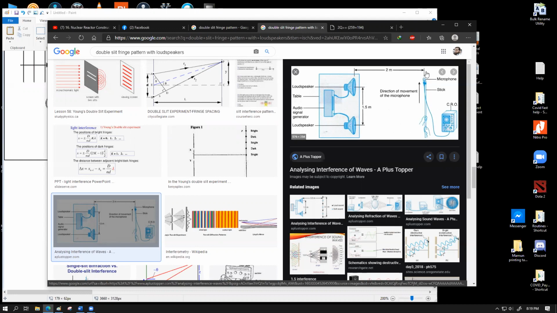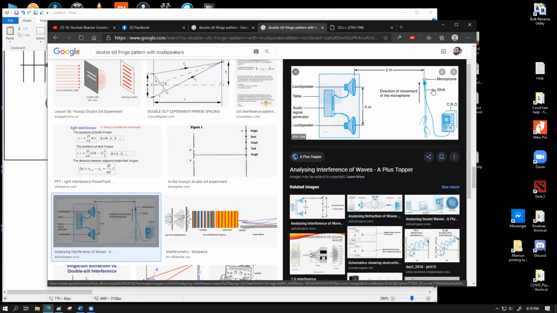So as we move this microphone, for certain positions of the microphone the CRO is going to give us high intensity, and for certain positions it is going to give us almost zero intensity. I'm using the word almost because it's not going to be perfectly quiet, because there is always some ambient sound that we cannot get rid of.